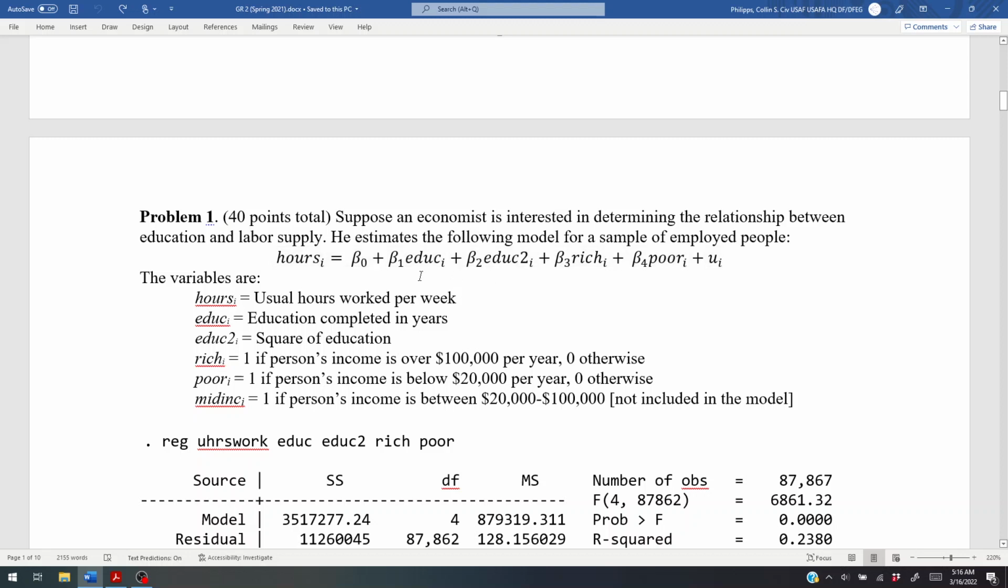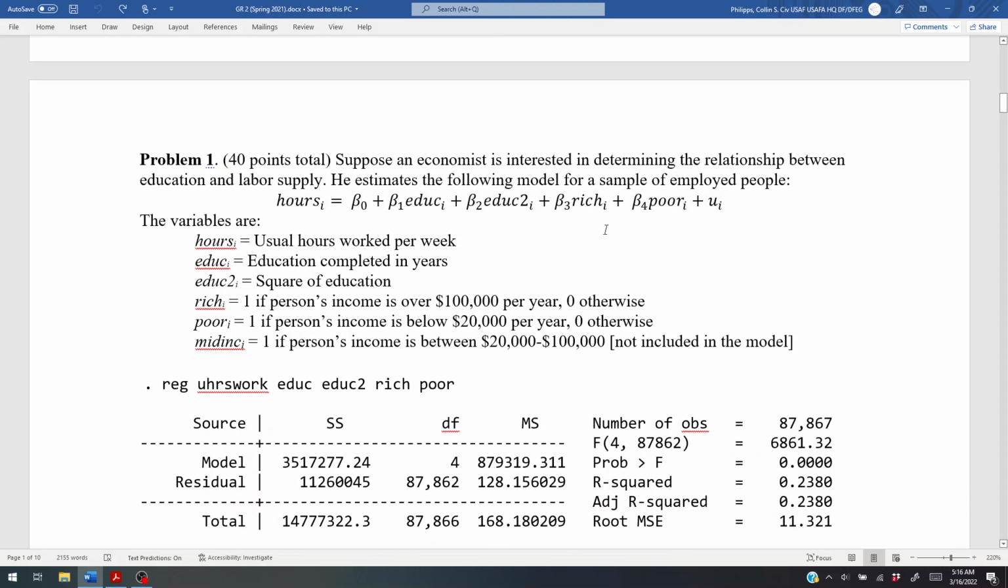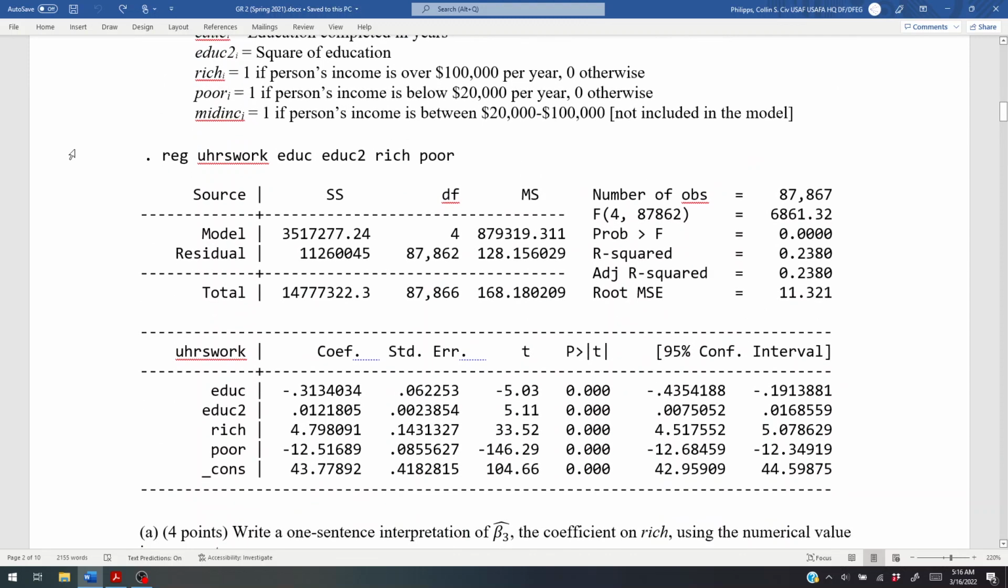Of course, if it was included in the model, we'd have a dummy variable for each of the three groups, and there'd be a perfect collinearity problem. So we're going to leave one of them out. Reg, hours worked per week on education, education squared, rich, poor. Here it is, all the output.